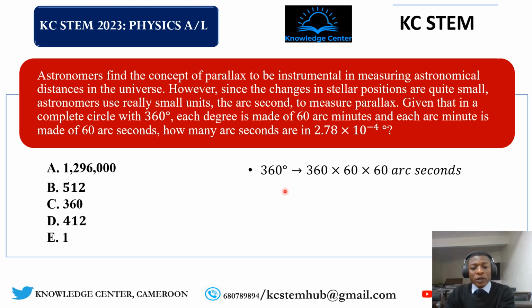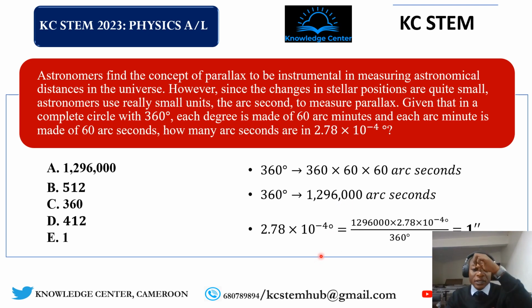So we're going to say that in every 360 degrees, we can convert those 360 degrees to arc minutes. There are 60 arc minutes in every degree. Did you see that? Each degree is made of 60 arc minutes, and each arc minute is made of 60 arc seconds. So you convert the degrees to arc minutes, and then multiply by 60 to convert to arc seconds. So in every 360 degrees, you have 1,296,000 arc seconds.